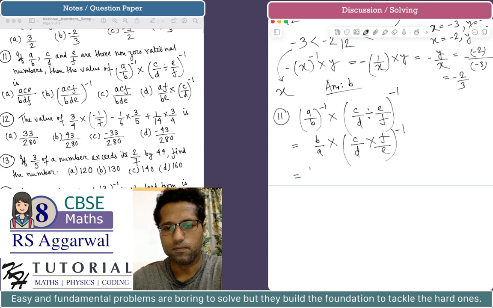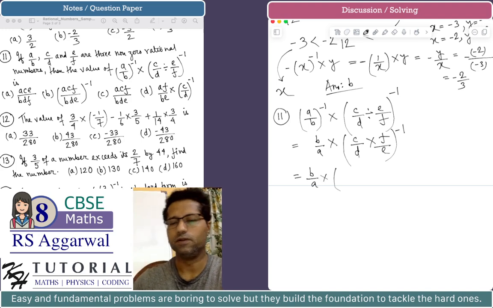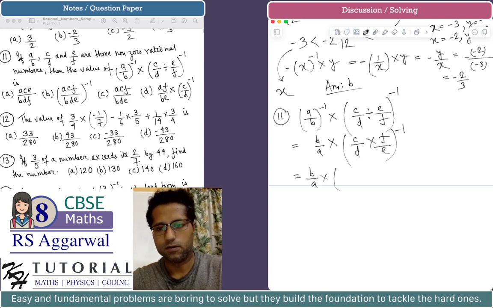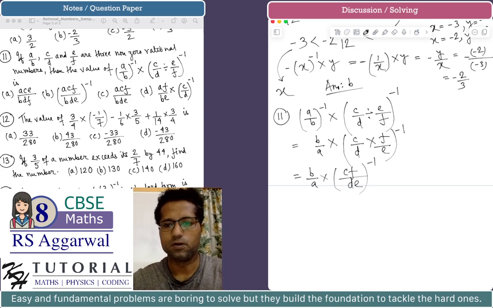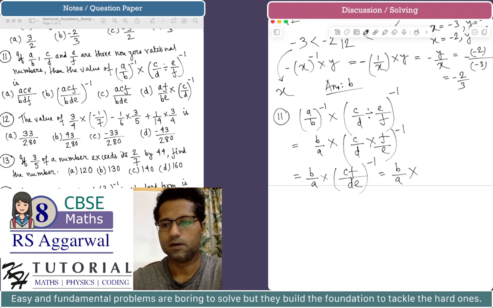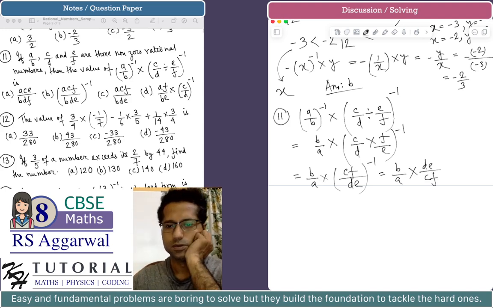So this is equal to B by A multiplied by C by D multiplied by F by E, which is nothing but the product of two rational numbers. We know that the result is the product of numerators divided by the product of the denominators. So this is CF by DE, whole reciprocal. Again, if you take the reciprocal, it becomes DE by CF. So the result is basically BDE divided by ACF.